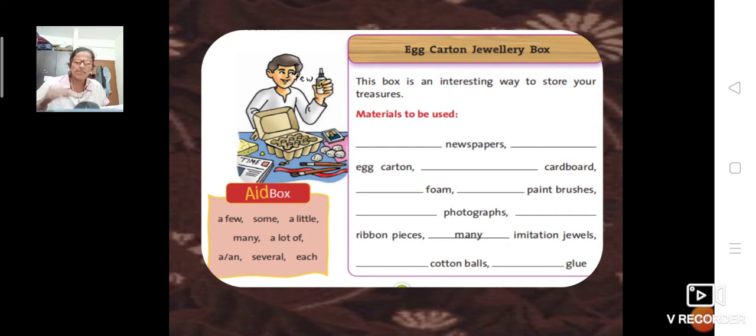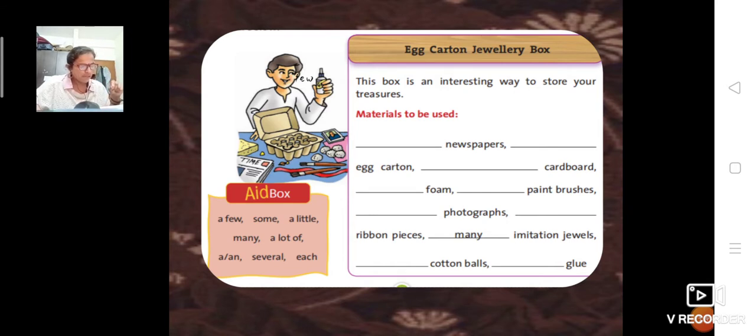So I think we can see some newspapers, right? So we have to use it in a positive way here. So some newspapers. Then only one egg carton box is there. So we can say an egg carton box. Only one box we can see there. Then dash, cardboard. How many cardboards are there, children? Only one cardboard is there in the picture. So I can say a cardboard, and dash, foam.